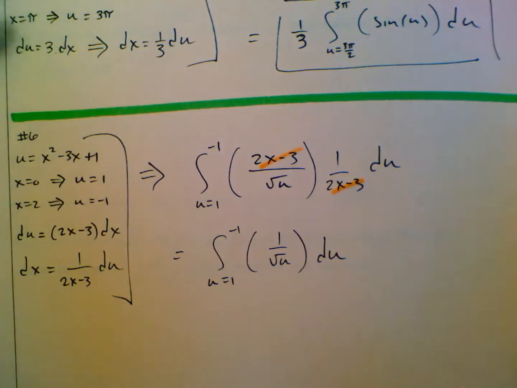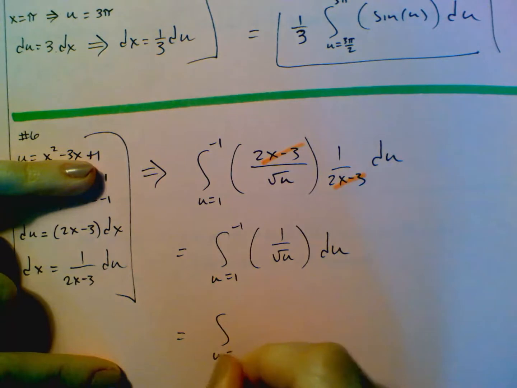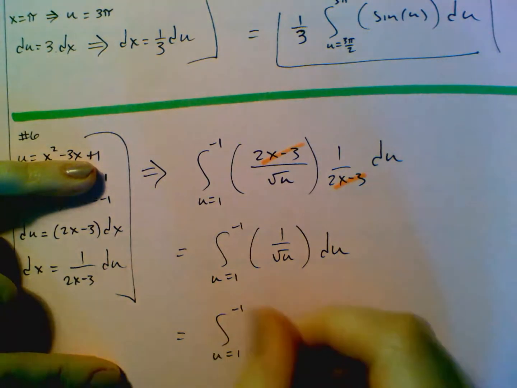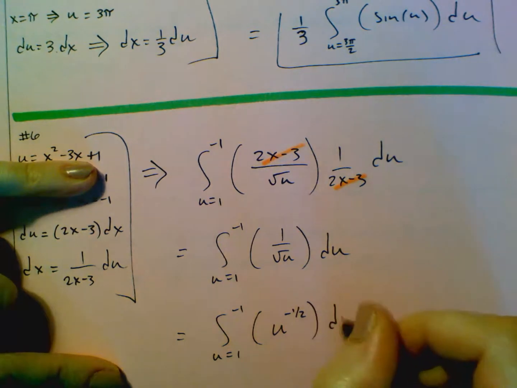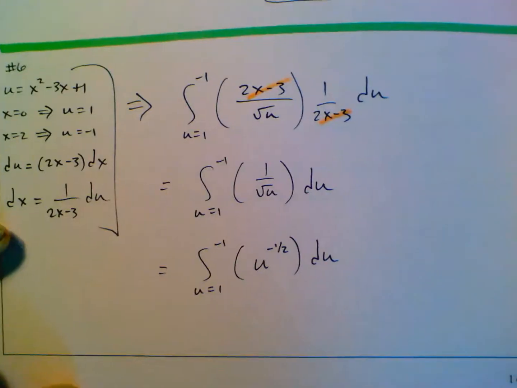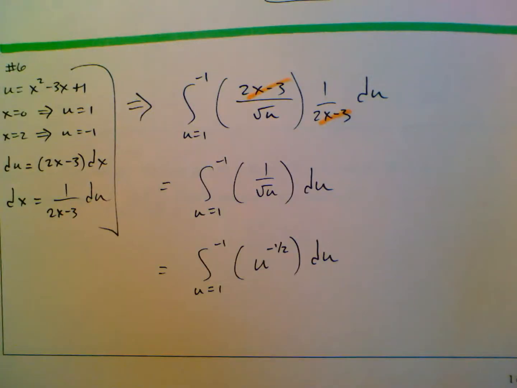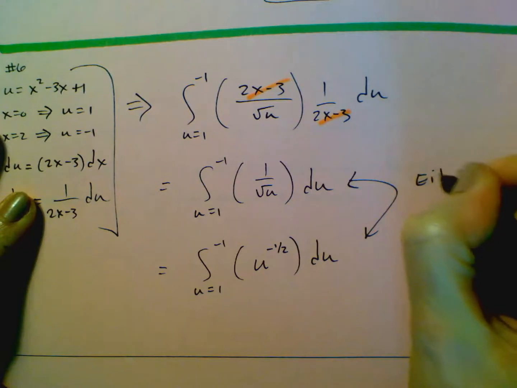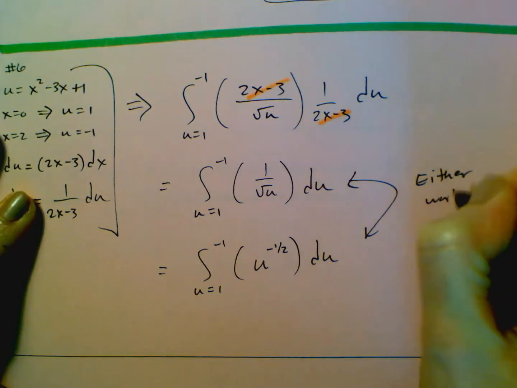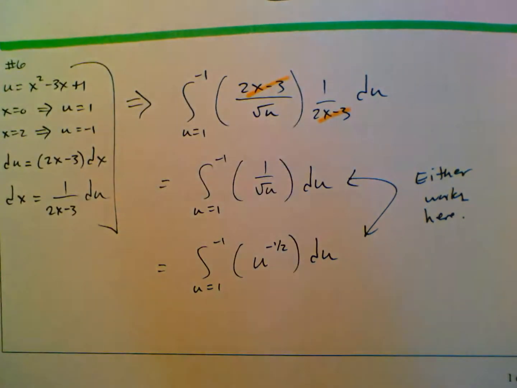And we're done, guys. You could stop there. Actually, maybe I'll go like this, because if we wanted to compute this definite integral, we'd want to go like that. But either one of these is fine. Either works here, because all we wanted to do was rewrite in terms of u.